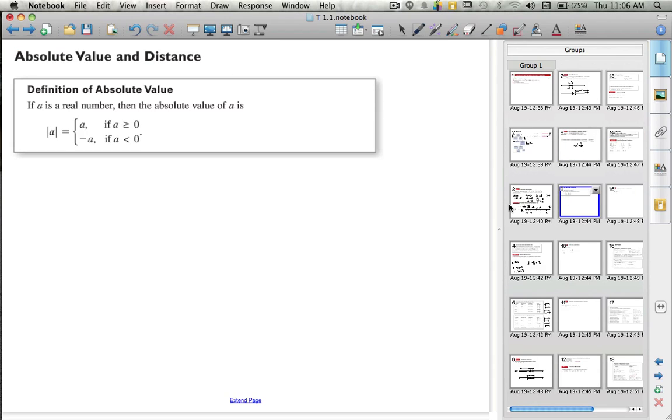When we start talking about absolute value, I know that the absolute value of a is equal to a if a is greater than or equal to 0, meaning a positive number. And it's equal to the opposite of a if a is less than 0, meaning a negative number. And of course, if it was 0, it would just be 0. Okay, so greater than or equal to 0.